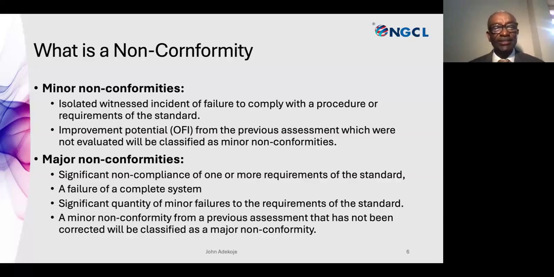Major non-conformities, why is it a major? A significant non-compliance of one or more requirements of the standard. For example, the standard says in clause 5.2 that an organization should have a quality policy in place. How you want to do it, who are we? An organization that does not have a documented quality policy in place has not started. So that's a major one.